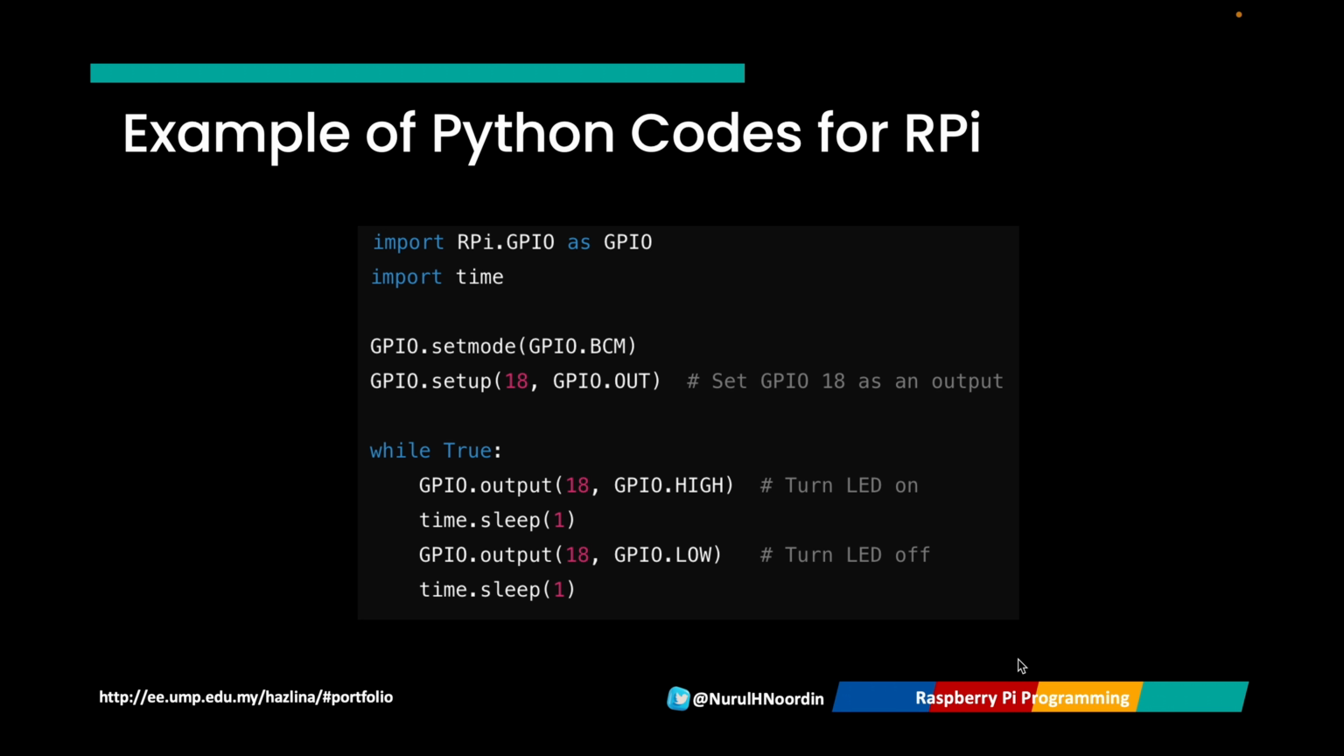And step number 4 is to write a blinking loop. We then enter a continuous loop. So what is being mentioned here is that we will turn the LED on by setting GPIO 18 to high. We will wait for 1 second using the time.sleep function, and turn off the LED by setting GPIO 18 to low. We wait for another 1 second before repeating the instructions.